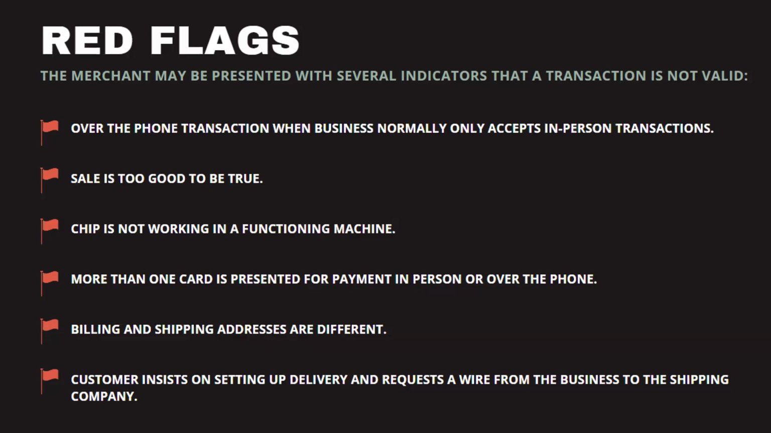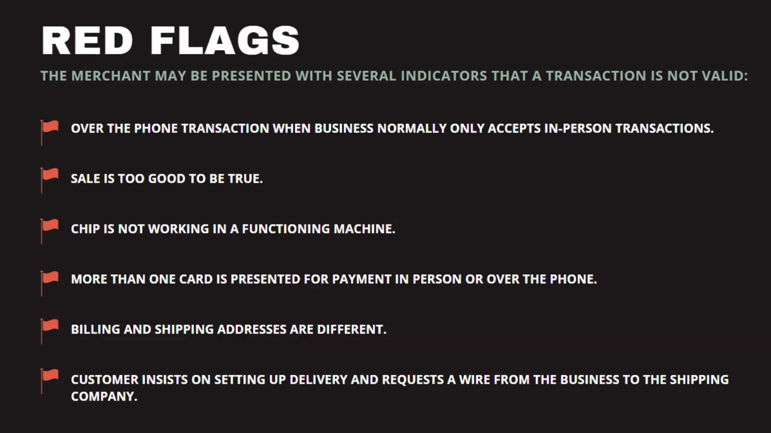Billing and shipping addresses are different. This one's a classic example of easy to spot fraud. Merchants should always be shipping to the billing address. Occasionally, those addresses will be different, but a lot of times it's a larger company making those purchases.